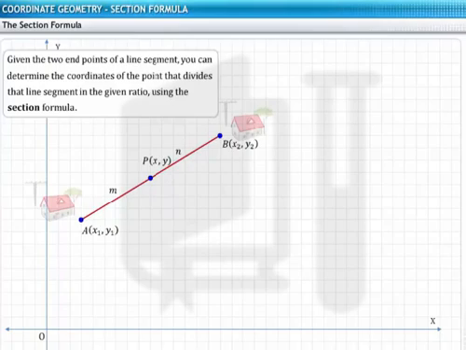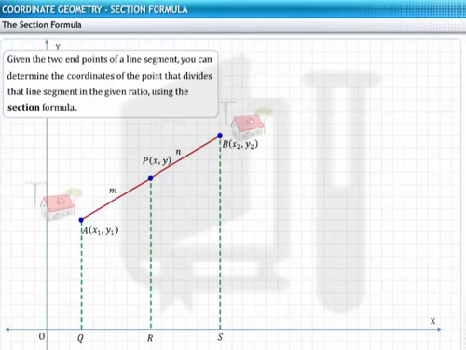Now, let's see how we can derive the formula to find the coordinates of point P. We need to find the x and y coordinates of point P using the values of m and n, and the coordinates of points A and B. First, we draw perpendiculars from points A, P, and B on the x-axis. The points where these perpendiculars intersect the x-axis are named Q, R, and S respectively. Then we draw AC perpendicular to PR and PD perpendicular to BS.